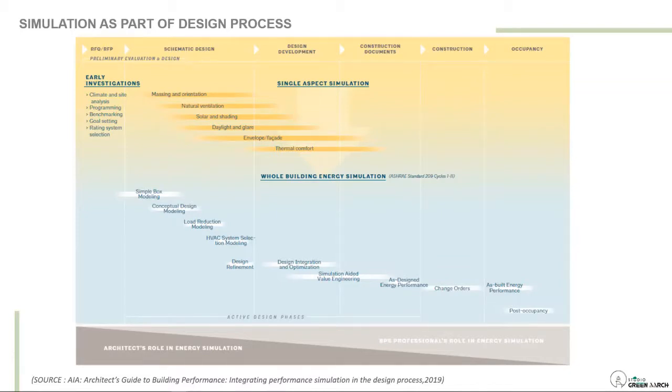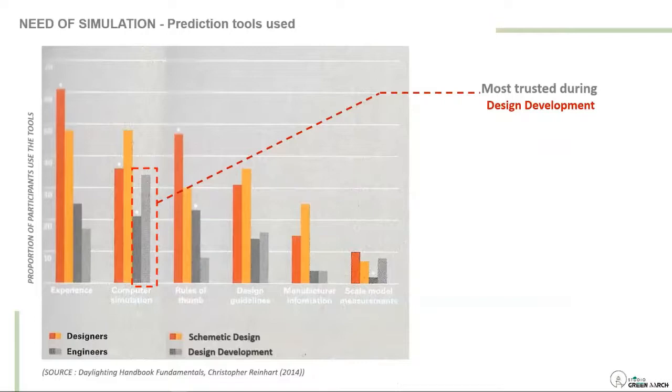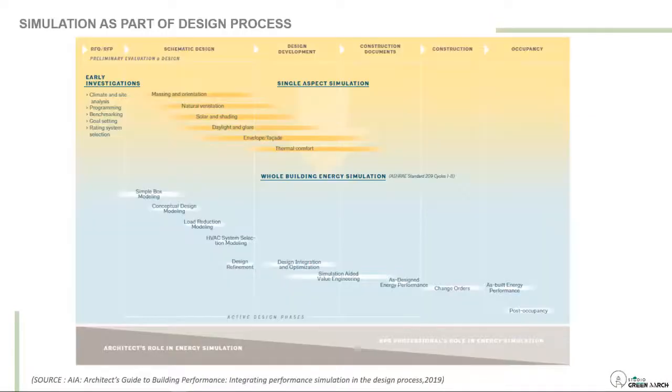For example, earlier we could see the simulation was introduced in the later part of design development. But with the increase in graphical interfaces and the ease with which simulations are done, schematic design can have a daylight simulation at the early part of design, which will ultimately help reduce cost in the later part of design iterations, right?